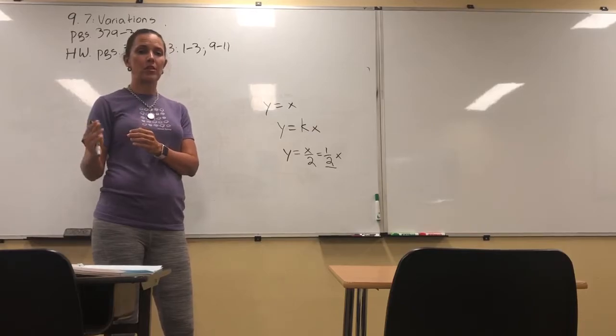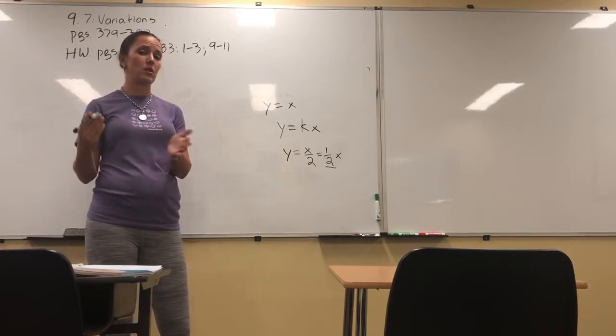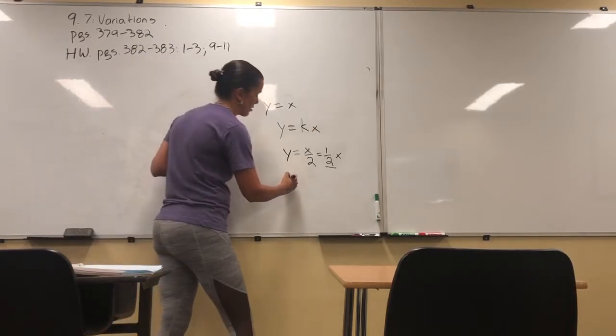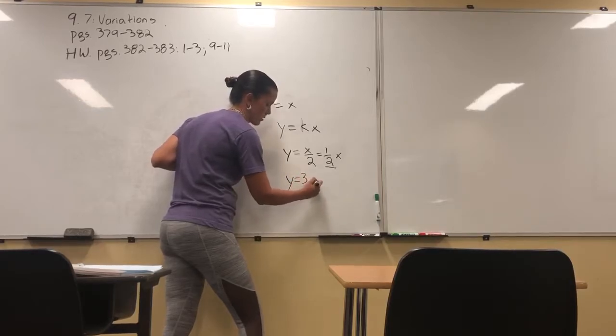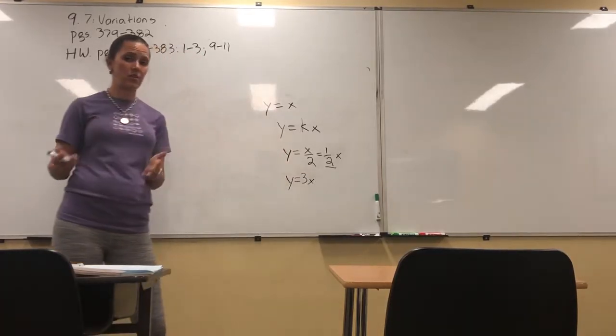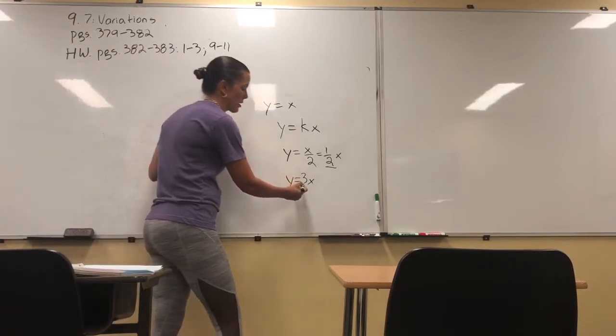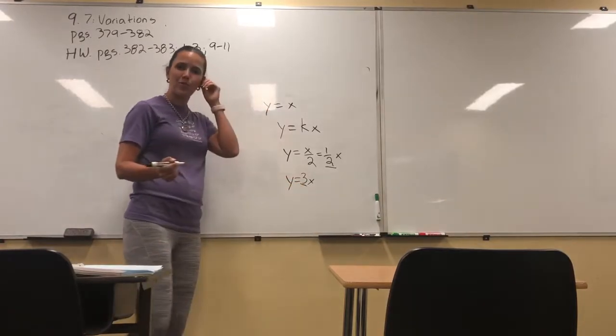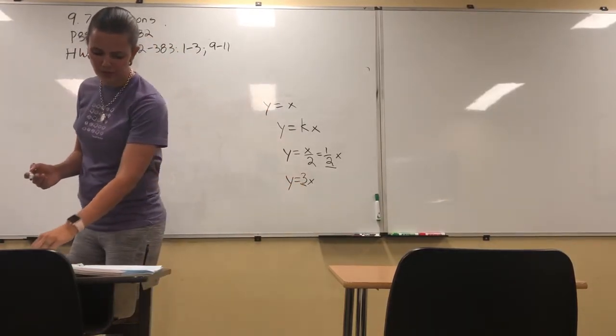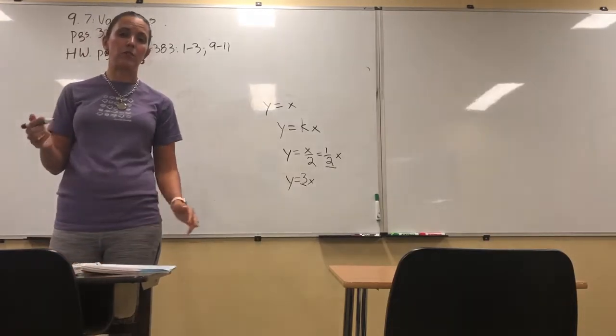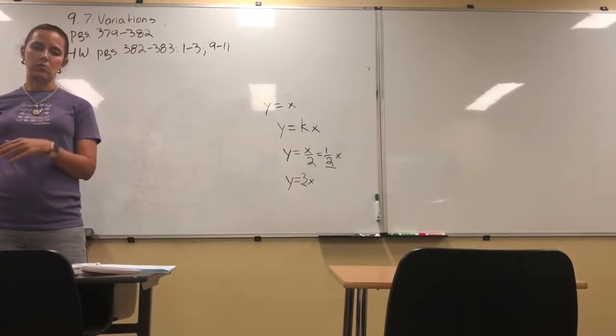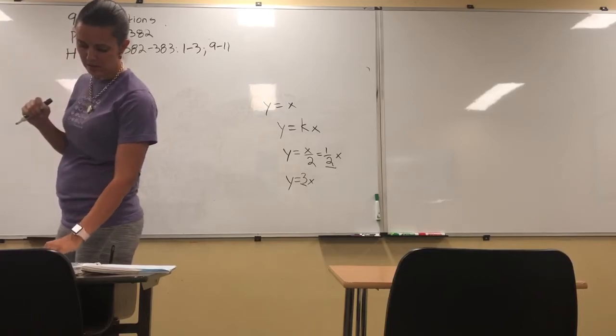So it's still a direct variation, but your slope's not going to be 1, right? It's going to be a little bit different. You can also have y equals 3x. Again, it's a direct variation, but every time x goes up by 1, y is going up by 3. So again, you're not going to have a slope of 1. Okay? So that's all that means. Variation just means how is your y changing in relation to your x.